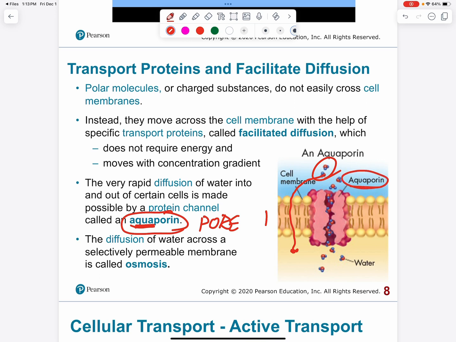Now, the diffusion of water is so important that it gets its own name. It's called osmosis. Osmosis is the diffusion of water. So it's a key term that you need to know.